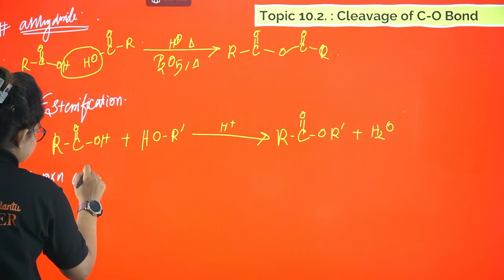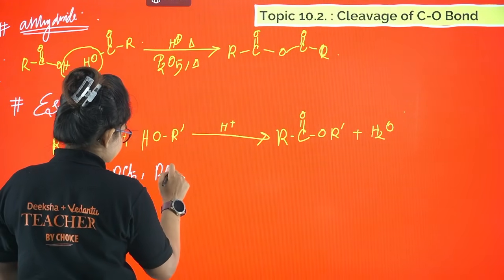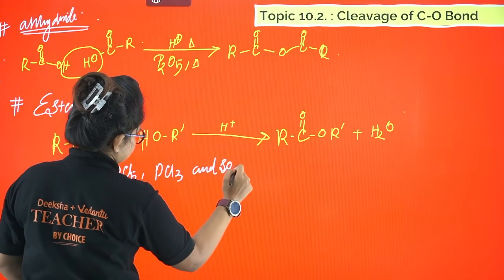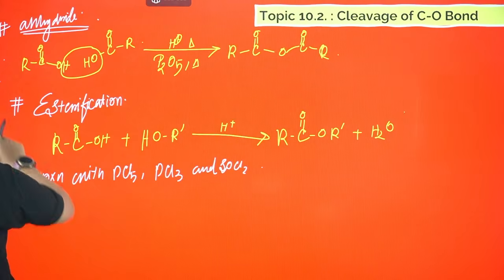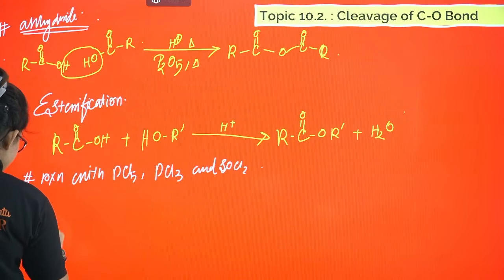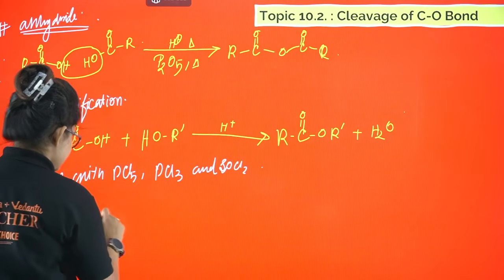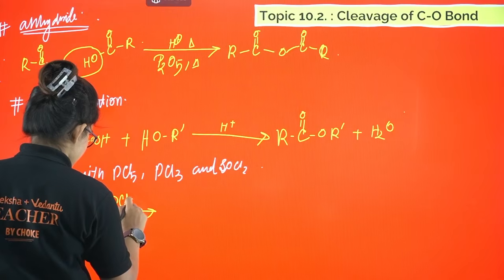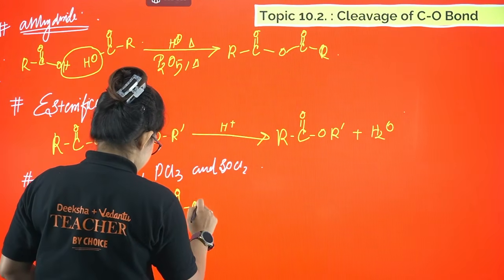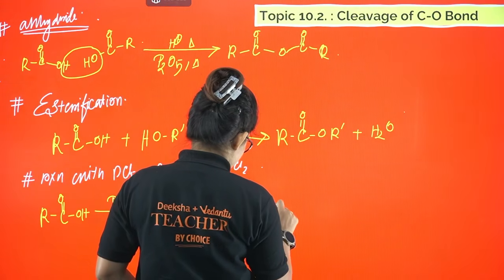Reaction with PCl5, PCl3 and SOCl2. Fine. So one by one let's proceed. Let's say I am having RCOOH. Okay, first if I give PCl5, then I will end up with RCOCl plus POCl3 plus HCl.